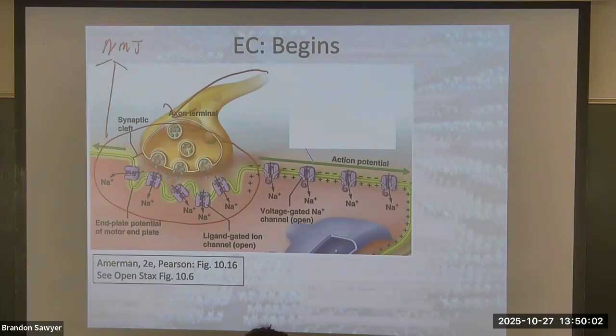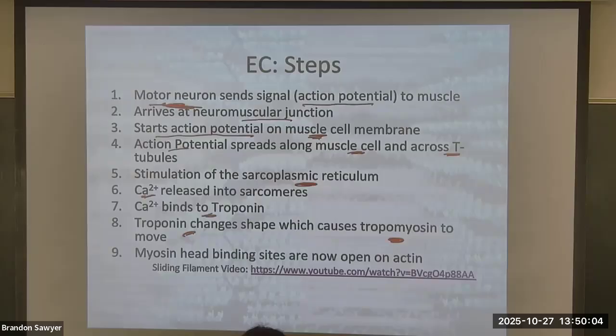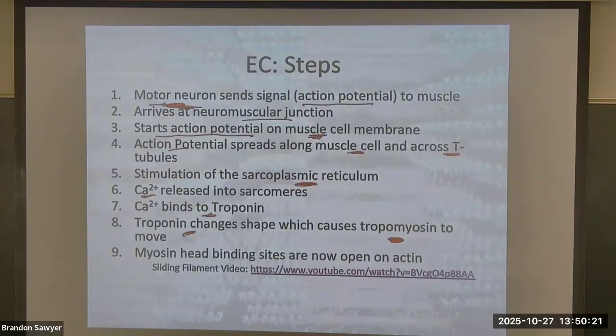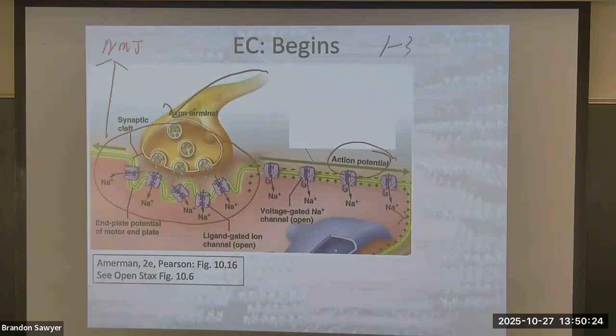Yeah, so it arrives at the neuromuscular junction, and then what's the third one? It starts an action potential there, right? So we see that action potential. It was started on the muscle cell membrane, so now it's traveling down the muscle cell membrane, and we're just starting to see a little bit of the T-tubule, but we'll see that more on the next slide, really. So this is steps 1 through 3 from that previous image. Okay, questions on that?